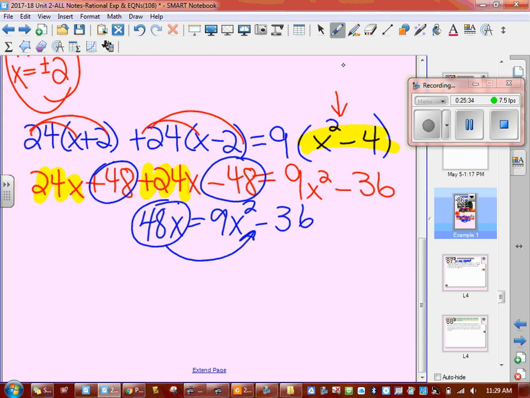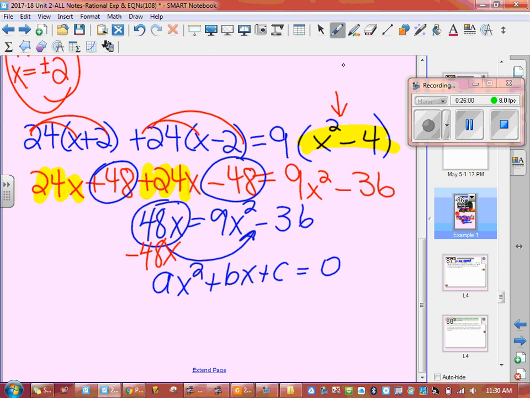So that means that 48 with the x has to sit in between those two numbers. The 36 is taking its negative sign though. Okay? Alright, how do you move a positive 48 across the equal sign? You subtract it. So it's going to become negative 48x. And it's going to come over here as a negative 48x. So now we're going to rewrite it. And we're going to get 9x squared minus 48x minus 36 equals 0.